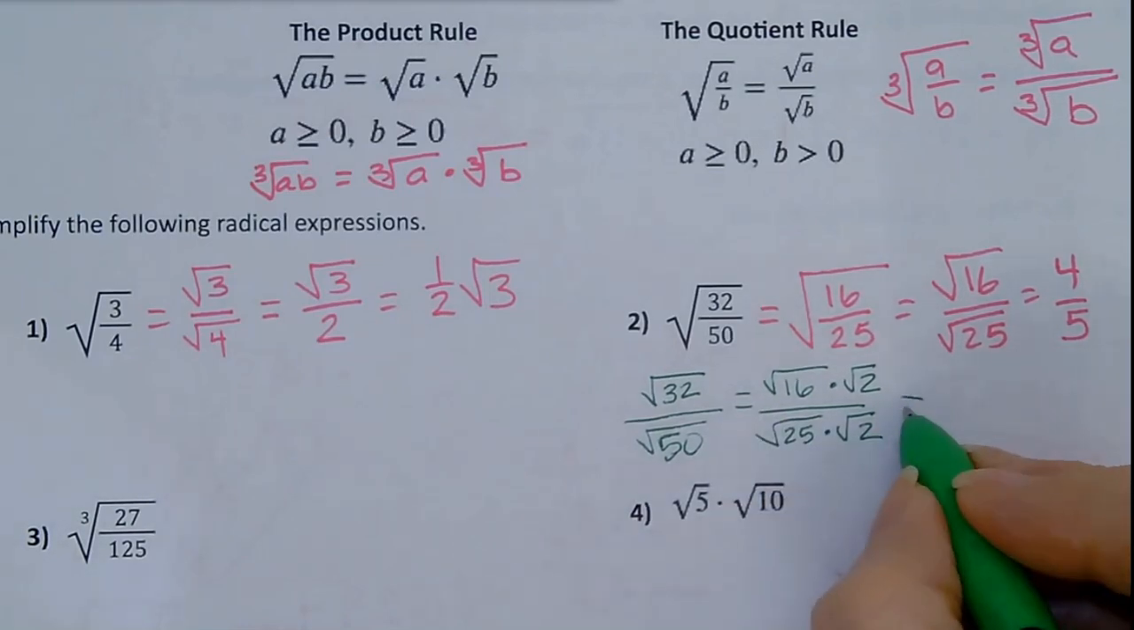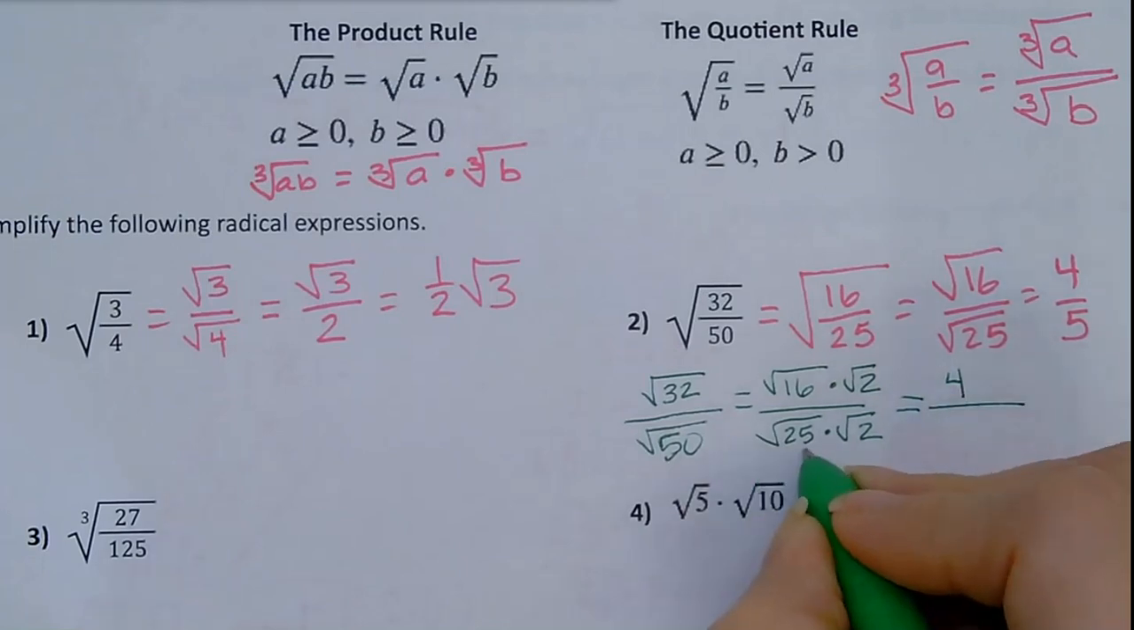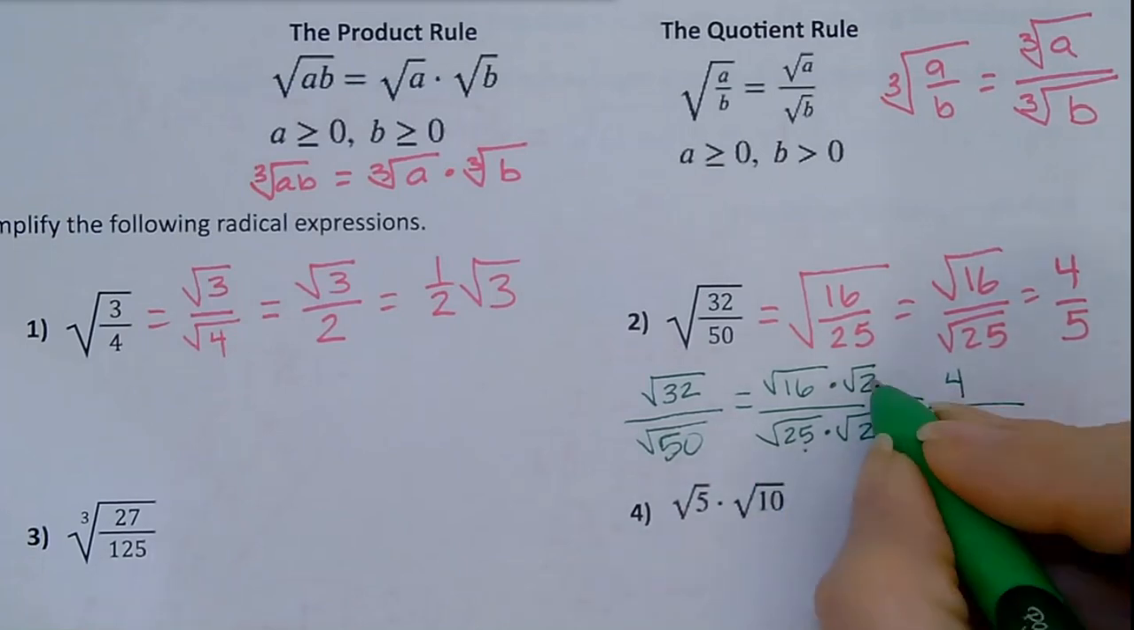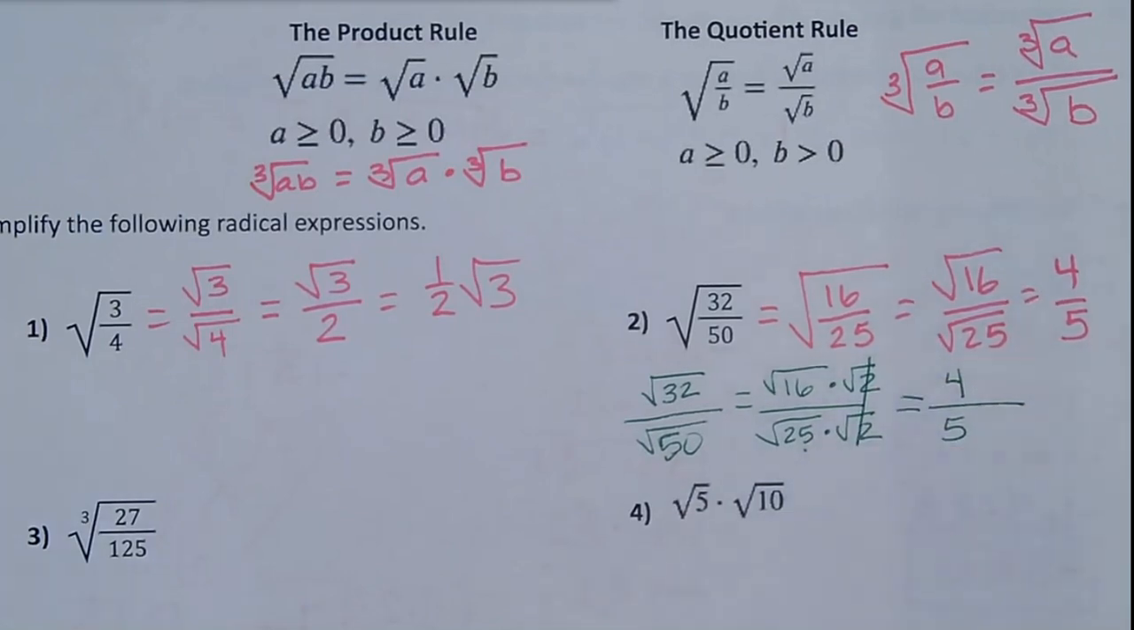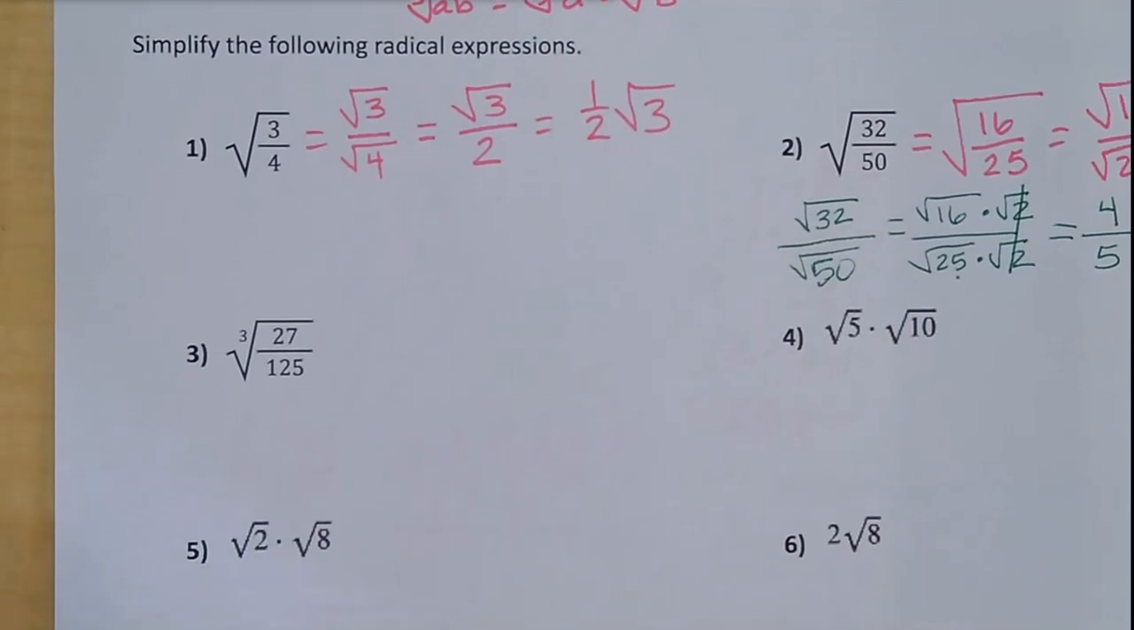Fantastic. I know that the square root of 16 is 4, the square root of 25 is 5, and anything divided by itself, as long as it's not 0, equals 1. So I get 4/5 either way. You just want to simplify all the way down. So probably it's easier to simplify inside the fraction or inside the radicand if you can.